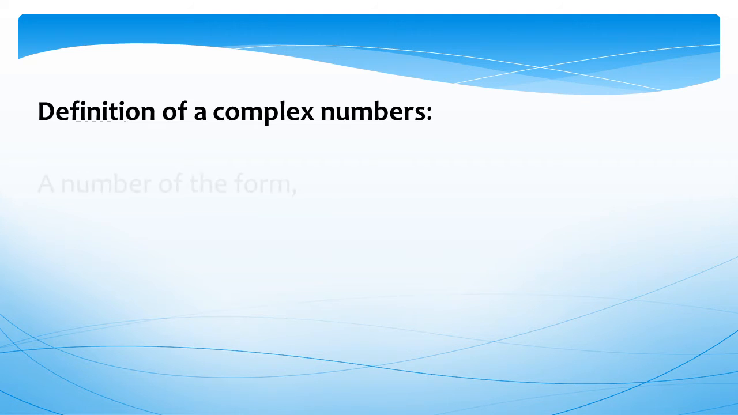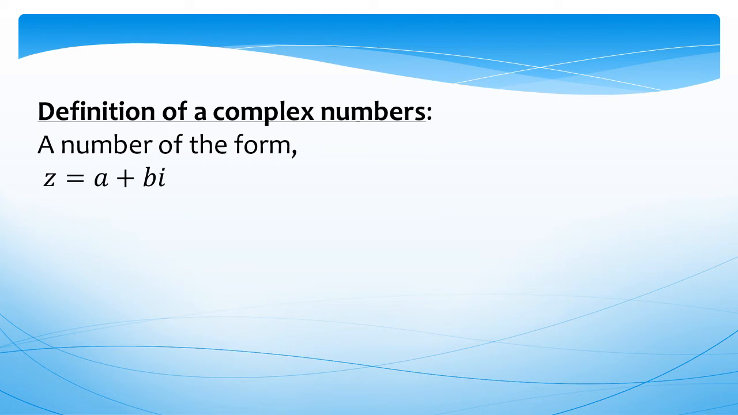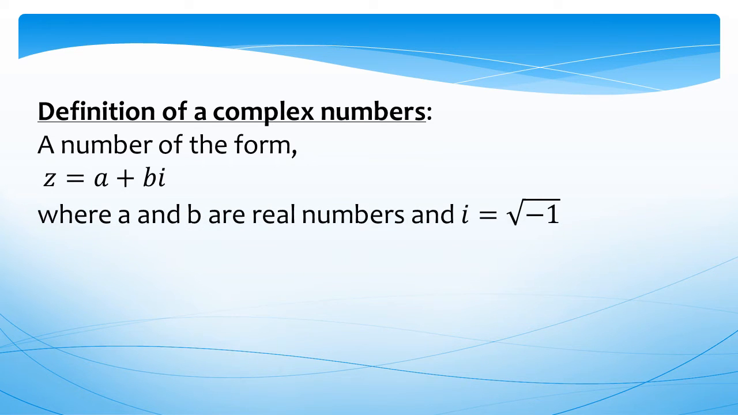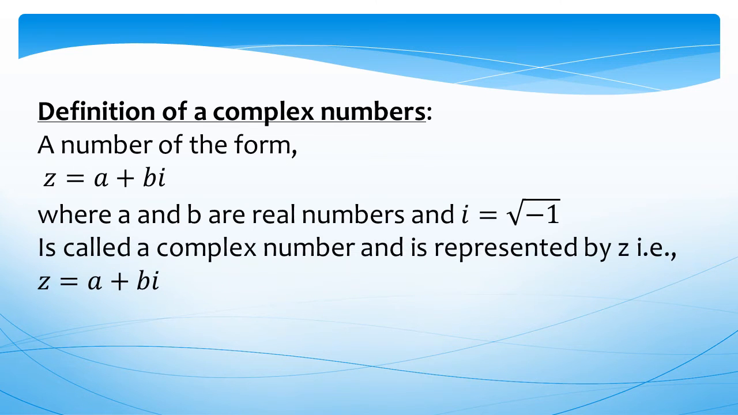Definition of a complex number. A number of the form z is equal to a plus b iota, where a and b are real numbers and iota is equal to under root minus 1, is called a complex number, and it is represented by z, that is, z is equal to a plus b iota.